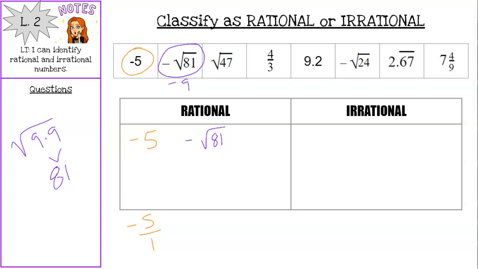Next, we have the square root of 47. The square root of 47 is not on our chart. It's not a perfect square. We don't have two numbers that multiply to make 47 that are the same. So that is going to be irrational.